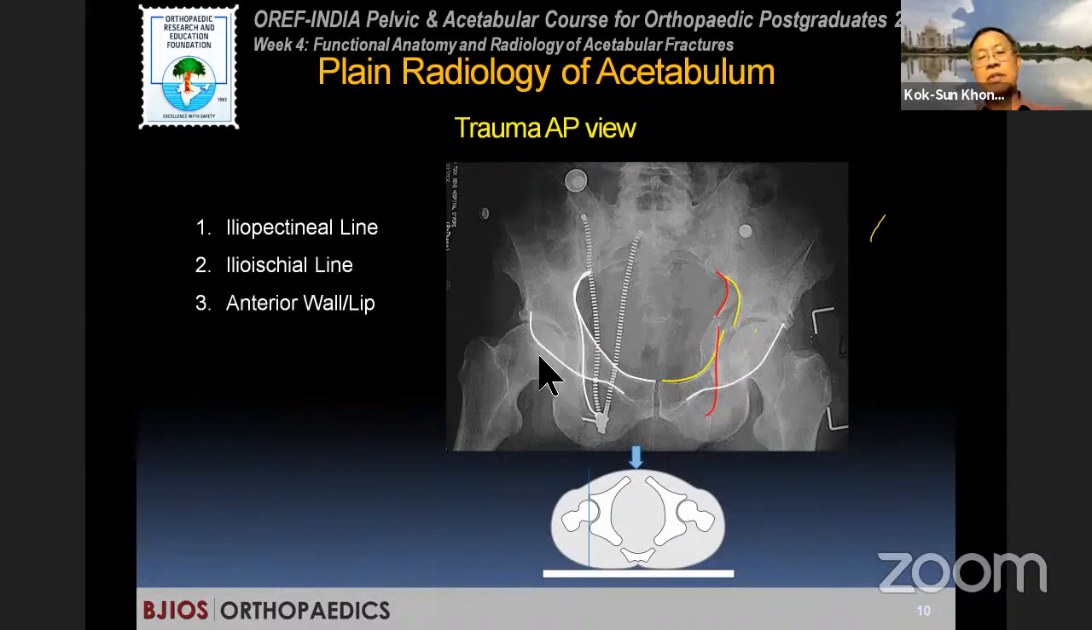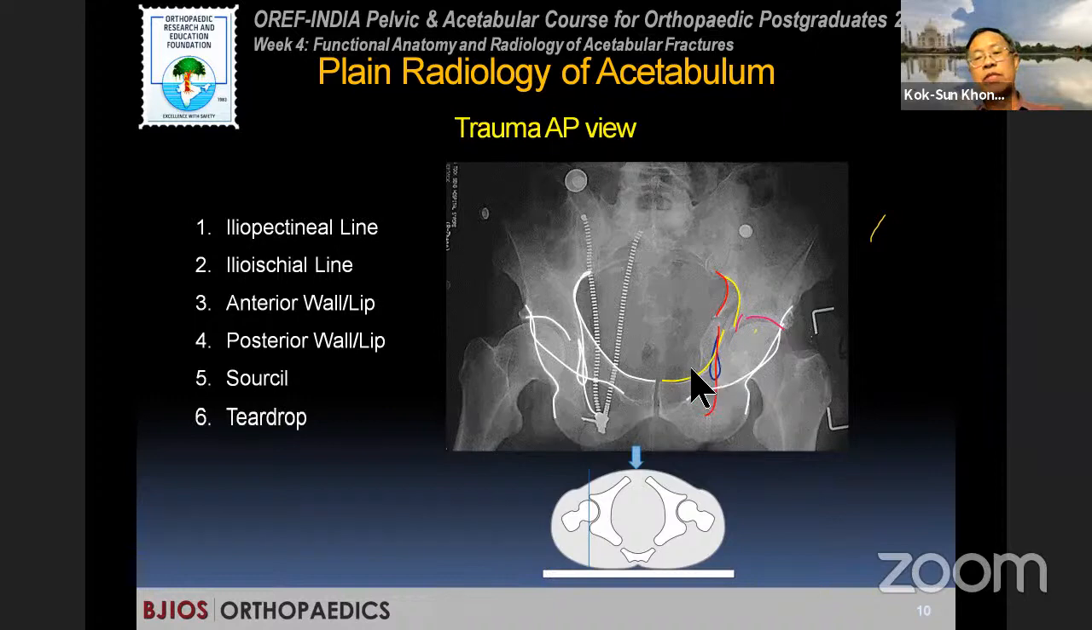Anterior wall is the line, usually quite faint unless you have nice digital X-rays to manipulate. And the posterior lip or posterior wall delineates the rim of the acetabulum. The sourcil is the weight-bearing dome. In this case, there's some marginal impaction in this fracture. And then you have the teardrop, which finishes off the picture. So you see rotational, you have a missing teardrop, which means there is some rotational displacement of the acetabulum.